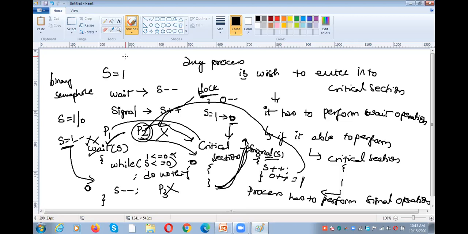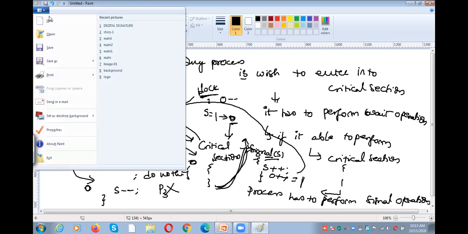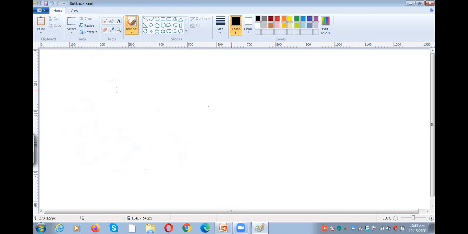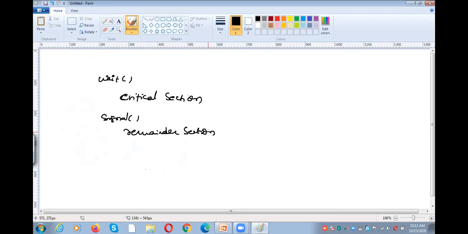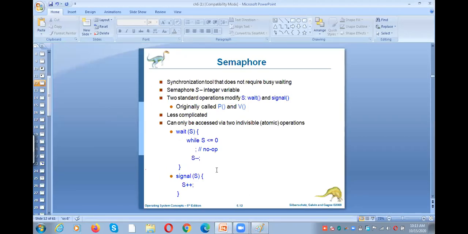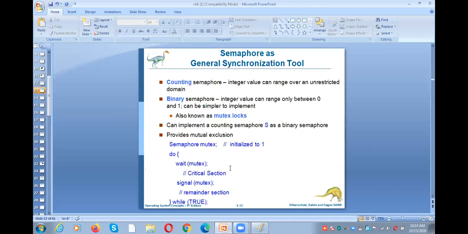Whenever a process wants to enter into the critical section, it has to follow the same thing. Perform the wait operation and then enter into the critical section. While coming out, it has to perform the signal operation and then the remainder section. So this is the order: first perform the wait operation, then the critical section, and then signal. Same thing that I told you.